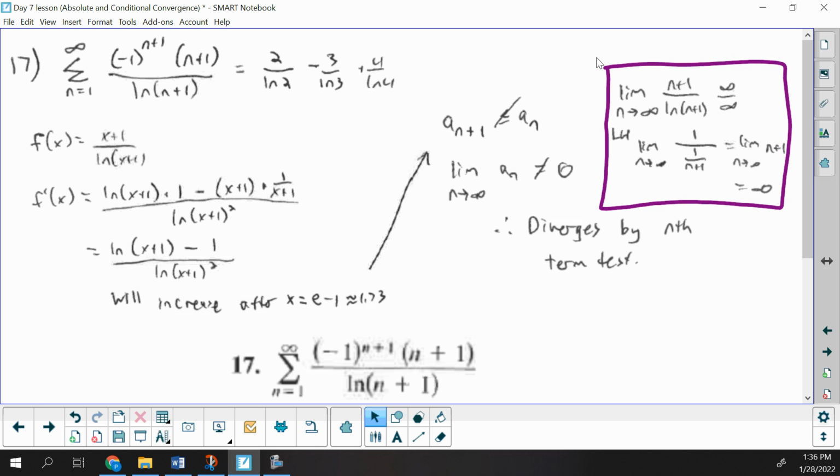Another way you could think of that, we saw in Unit 6 that any power thing is going to grow quicker than a natural log. Well, on top, it's really like we have n to the first. So that's going to grow quicker than your natural log function, meaning it's not going to get smaller each term.